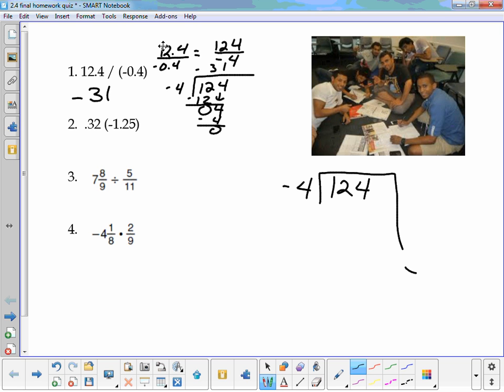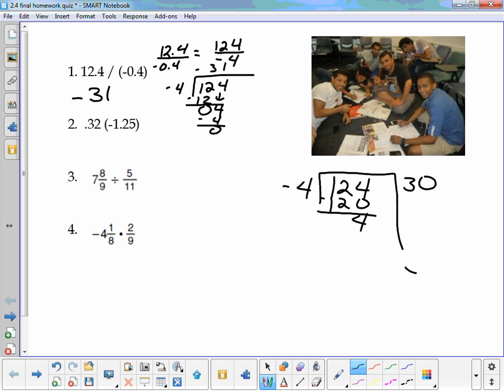Okay? Now if I do partial quotients, same thing. I'm just going to put that my answer has to be negative already. Okay? And so we can look at how many 4s will go into 124. Some of us might be able to guess 30 right off the bat, right? And that gives us 120. We have 4 left over.